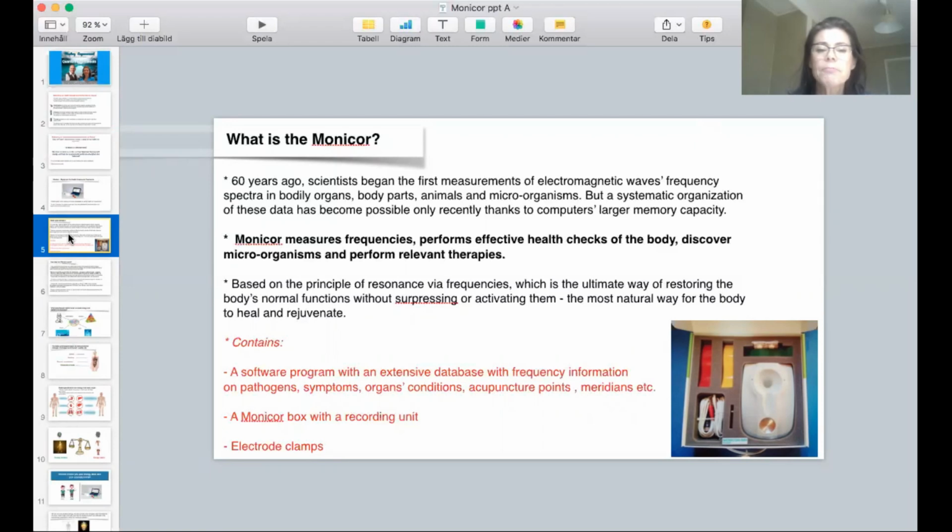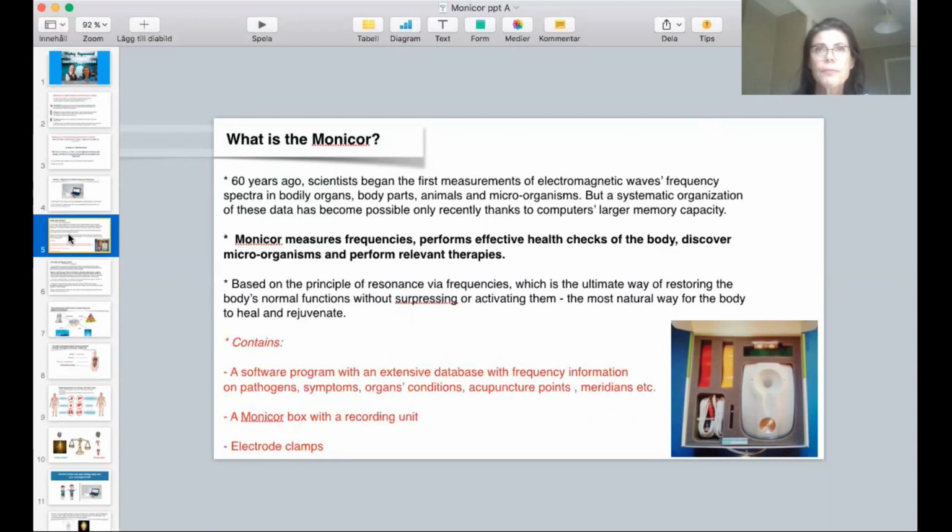So what Monicor does, it measures the frequencies and then performs very effective health checks of the body, of the organs and systems, and it can also discover microorganisms that are active, and then it performs the relevant therapies. So it works on the basis of the principle of resonance via frequencies. And this is the best way if you want to restore the body's function in a normal way, because it will not suppress or activate anything in the body. So it's a very kind way and very effective way if you want to measure what's going on and also apply relevant therapies. So the Monicor is a system.